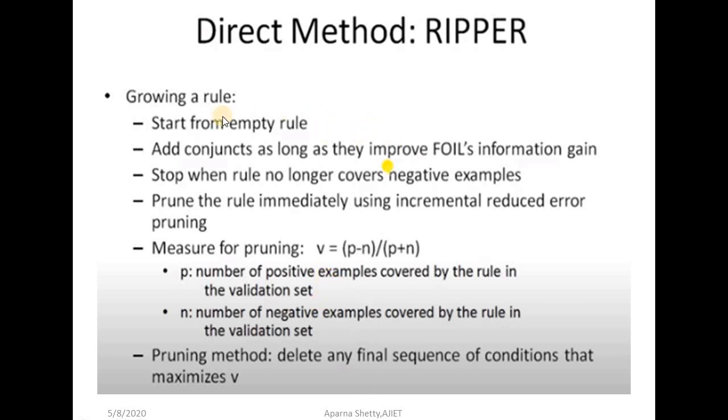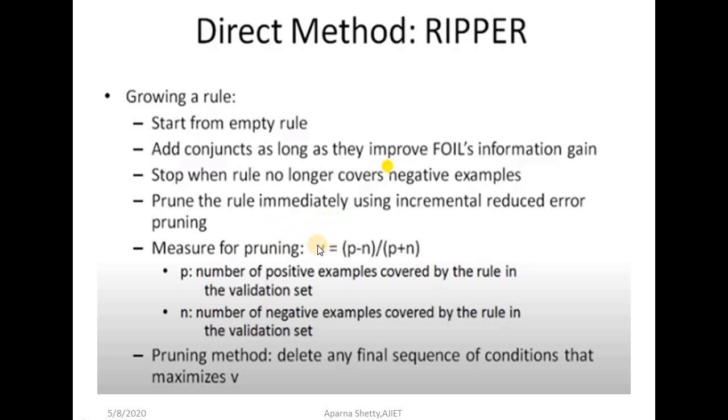Okay, so growing a rule: first you start from the empty rule, then add conjuncts as long as they improve FOIL's information gain. So as long as the rule improves FOIL's information gain, you can add the conjuncts. Stop when the rule no longer covers negative examples. Then prune the rules immediately using incremental reduced error pruning.